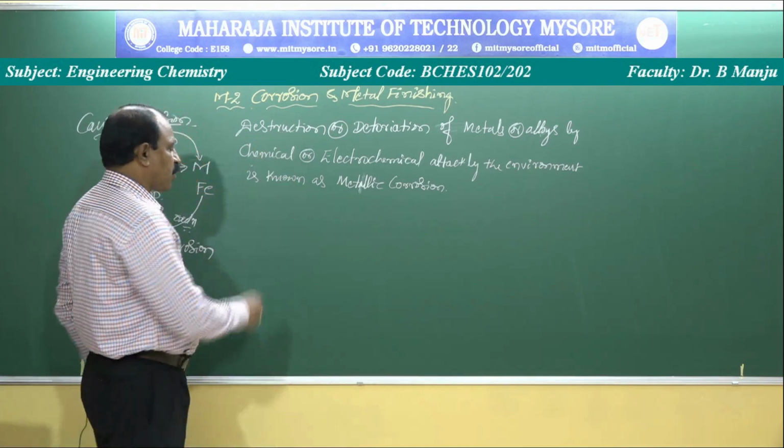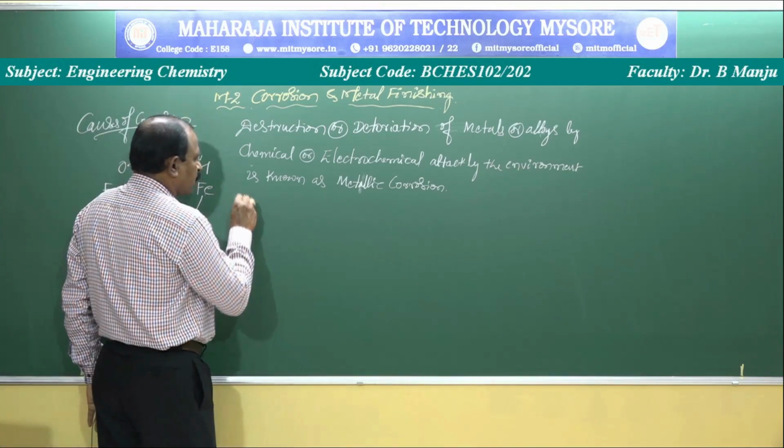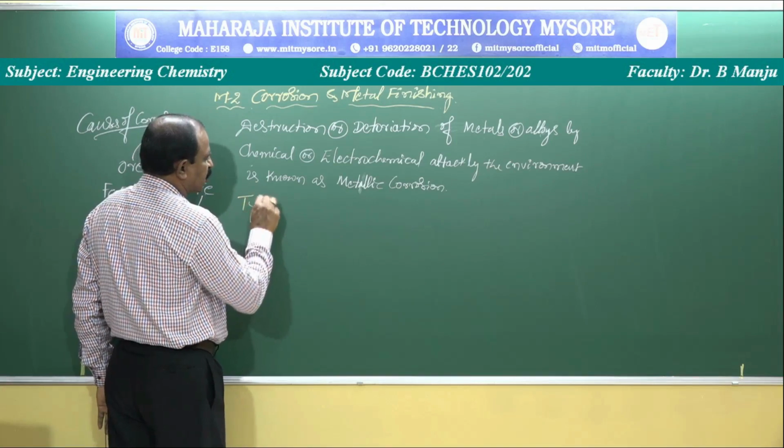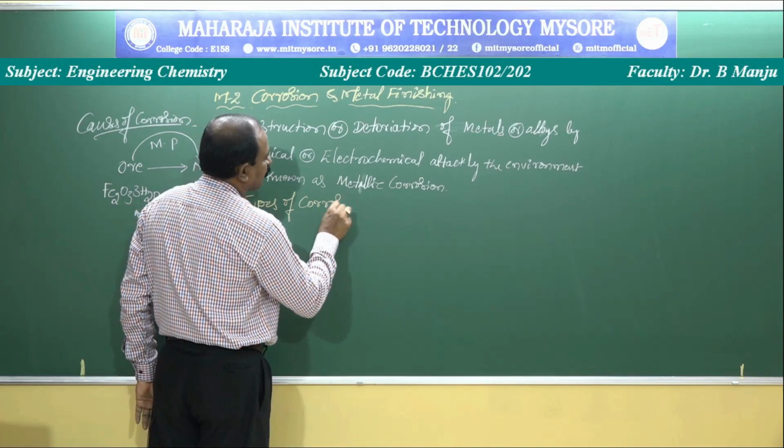Now we come to the types of corrosion. Corrosion is generally classified into two types.